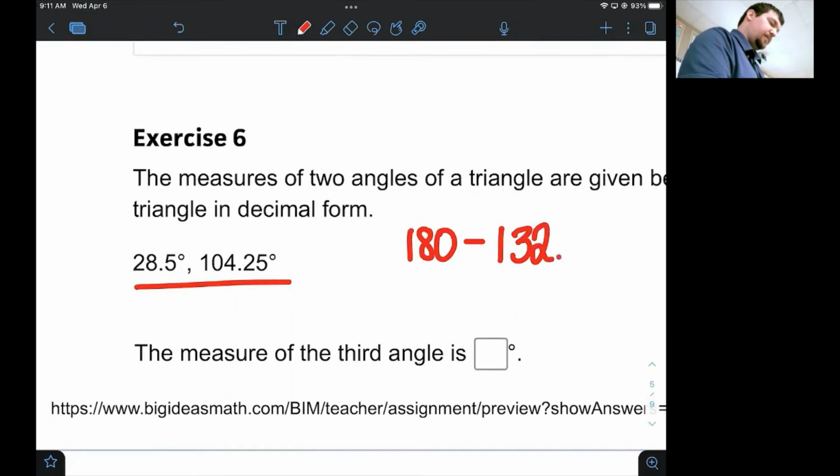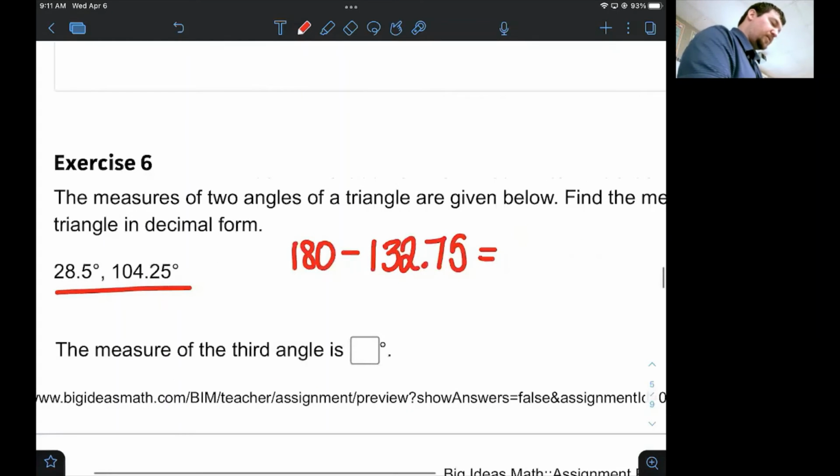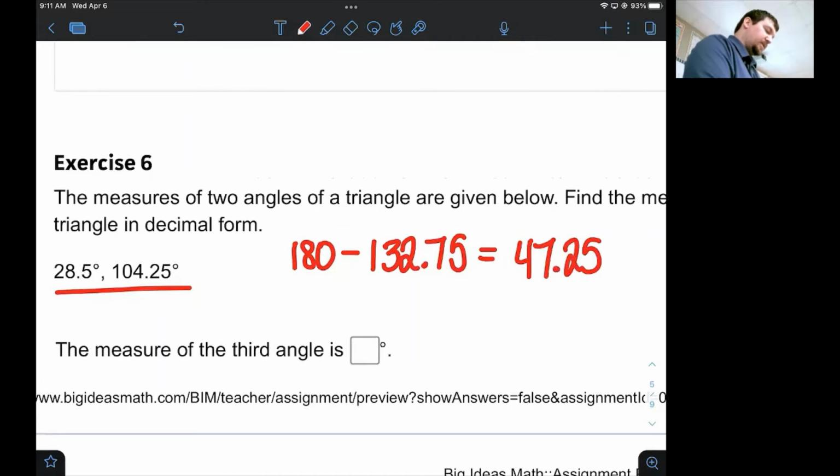$132.75. Okay. Now, Ella, do you know how to use your previous answer button on your calculator? Yeah. Okay. Would you type in 180 minus, and then that previous answer of 132.75? That way you don't have to type it in again. What do you get? 47.25. Now, because it's an angle measurement and it says what is the measure of that angle, go ahead and put a degree symbol up there so we have it labeled. That third angle has to be 47.25.